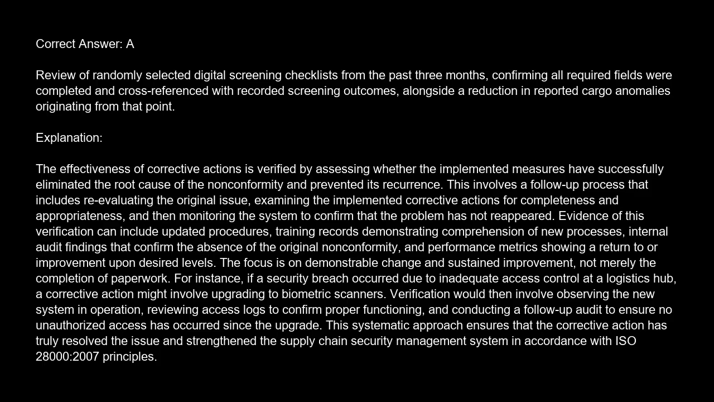Correct answer is A. Review of randomly selected digital screening checklists from the past 3 months, confirming all required fields were completed and cross-referenced with recorded screening outcomes, alongside a reduction in reported cargo anomalies originating from that point. Explanation. The effectiveness of corrective actions is verified by assessing whether the implemented measures have successfully eliminated the root cause of the nonconformity and prevented its recurrence. This involves a follow-up process that includes re-evaluating the original issue, examining the implemented corrective actions for completeness and appropriateness, and then monitoring the system to confirm that the problem has not reappeared.